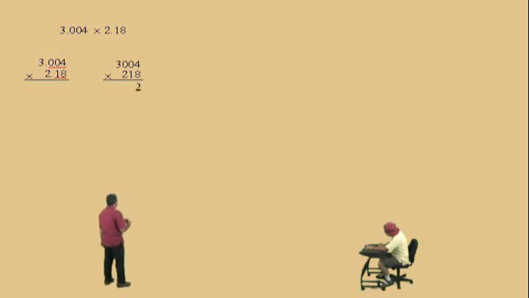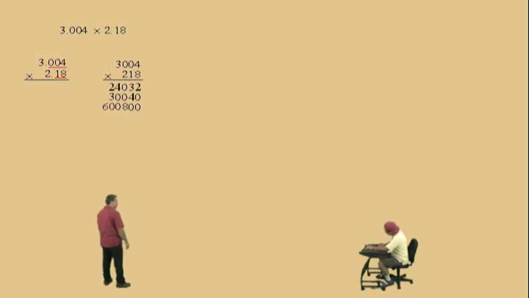So 4 times 8 is 32, carry the 3. 8 times 0 is 0, plus the 3 is 3. 8 times 0 is 0, 8 times 3 is 24. Now we go to the 1, which is in the tens place right here. And so we put the placeholder, 1 times 4 is 4. 1 times 0 is 0, 0, 3, right? Okay, now we go to the 2, which is in the hundreds place. And so we put 2 placeholders there. 2 times 4 is 8, 0, 0, and the 6.